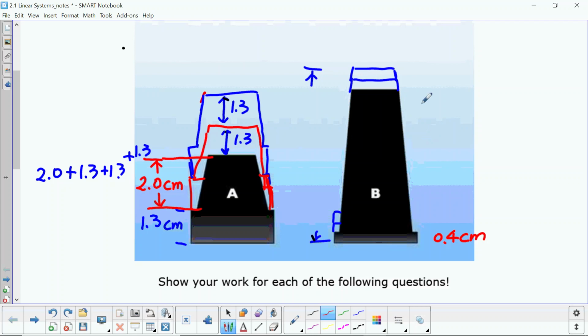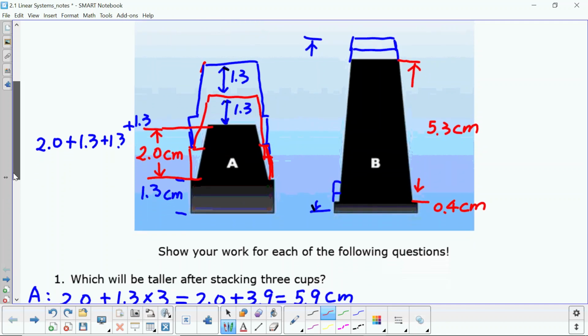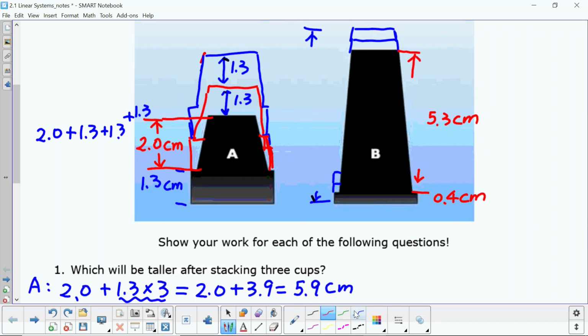0.4 centimeter, and another number we want to measure is the height of the cup without the edge. This one, we do the measurement, is 5.3 centimeter. And now, pause the video. I want you to give me the total height of the 3 cups. Then I'm going to give you the answer here.